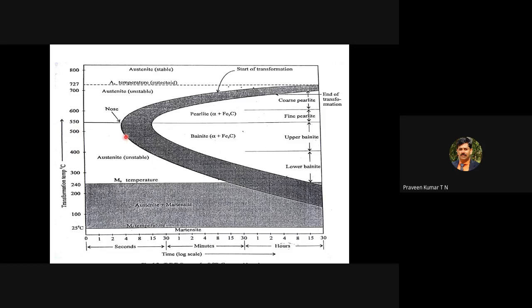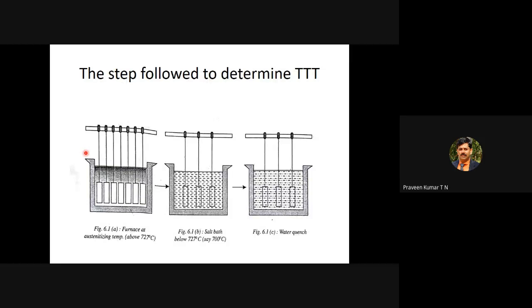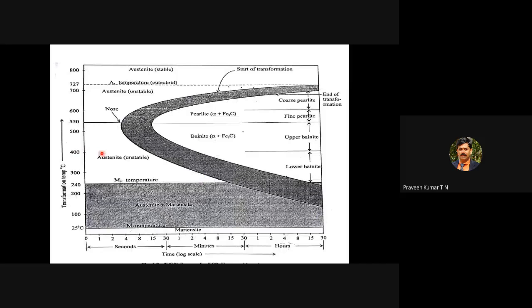So instead of keeping the salt bath at above 550 degrees Celsius, if you keep the salt bath at 400 degrees Celsius, now you can go back and see. Instead of keeping the salt bath at 700 degrees Celsius, if you keep the salt bath at 400 degrees Celsius, you can see here. We have the steel rod, it is already heated. You are maintaining the steel rod at only 400 degrees Celsius for a long duration. For that, you are dipping it into the salt bath. The salt bath temperature you are maintaining around 400 degrees Celsius.